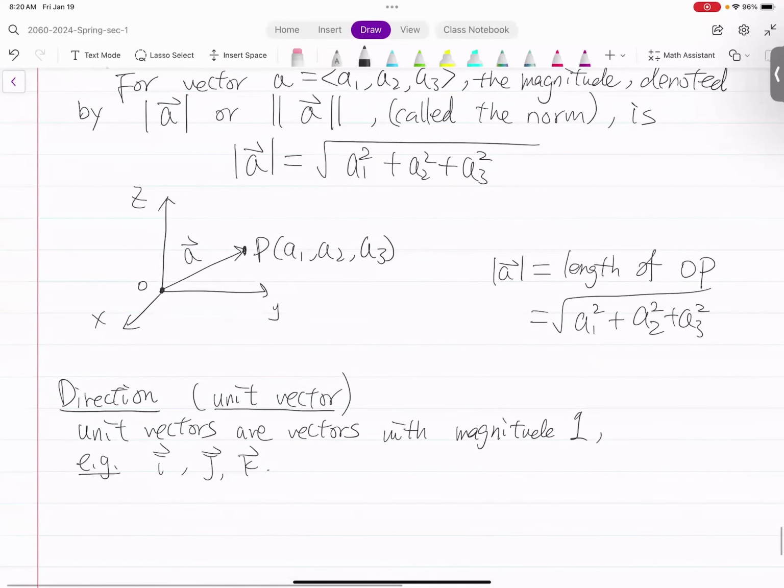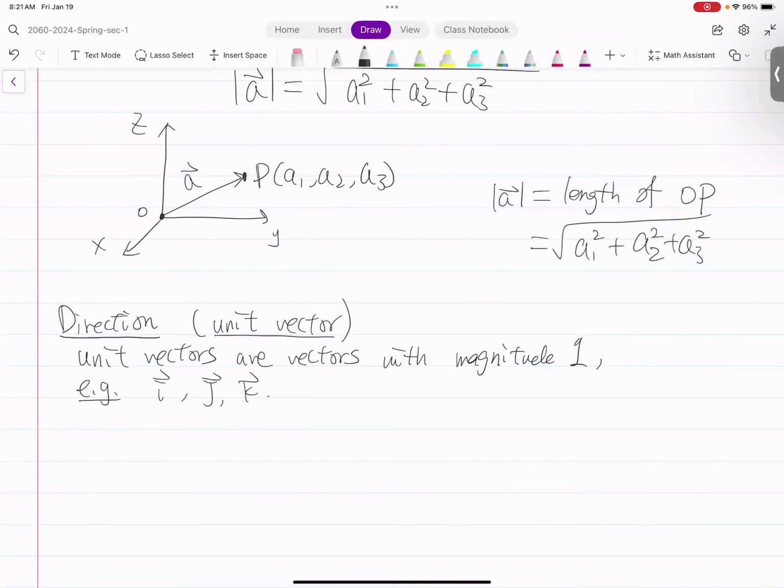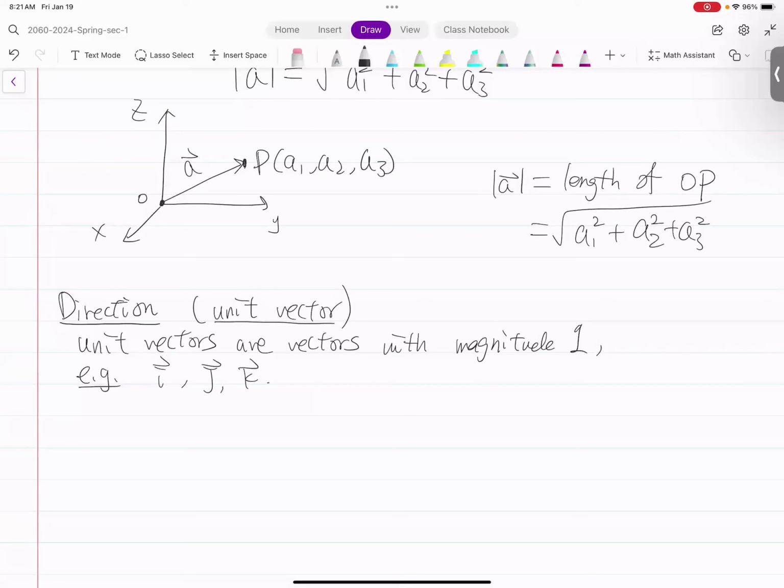So what do you think? How many unit vectors are there in 3D? Do you have a guess? Pardon? 3. So of course we have the 3 already, right? There could be more, right? A slightly different direction with the unit length still gives you a unit vector. So now we are looking at the vectors with magnitude 1. If you start from the origin, it will land on the unit sphere, right? And as long as the head is on the unit sphere, we have a unit vector, right?